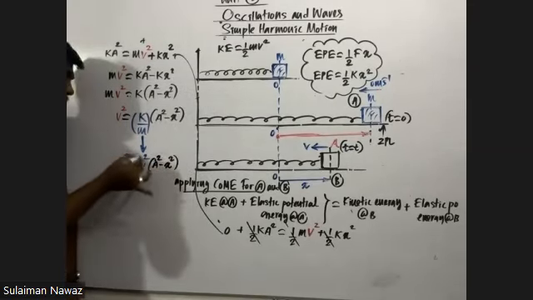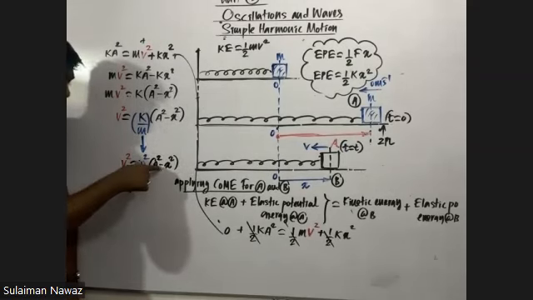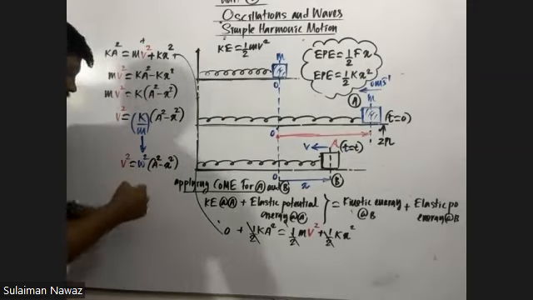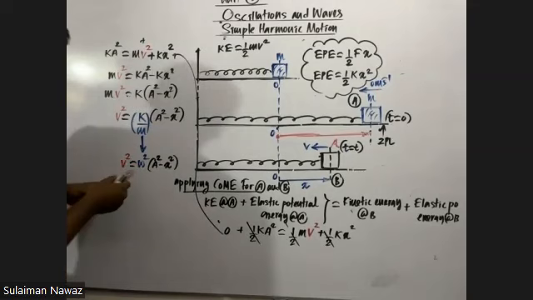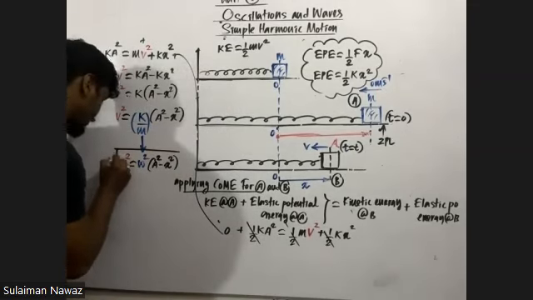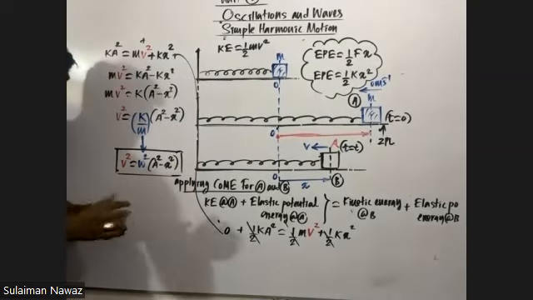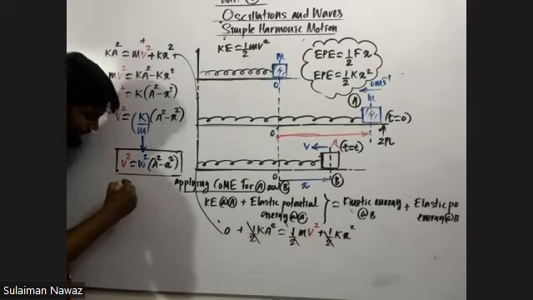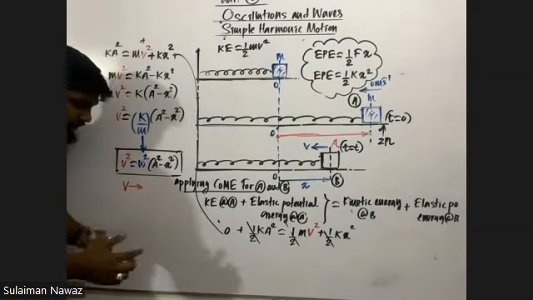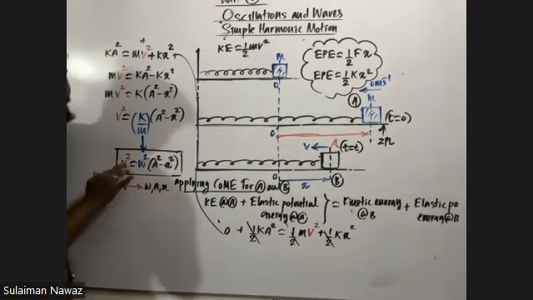Now some people cut these square terms, but we can't cut these square terms. Why? The reason is there is a minus. Okay. This is the important equation. Super highlight this equation. Very, very important equation. This equation gives instantaneous velocity in terms of omega, A and X.